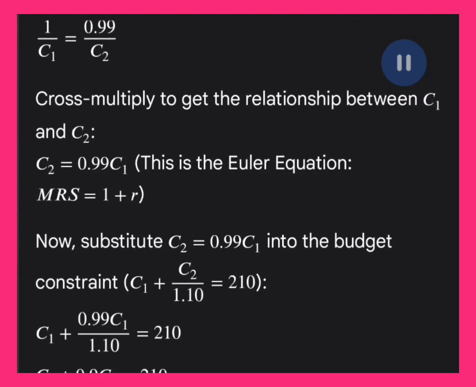C_2 equals 0.99 C_1. This is the Euler equation. MRS equals 1 plus R. Now substitute C_2 equals 0.99 C_1 into the budget constraint. C_1 plus C_2 over 1.10 equals 210. So C_1 plus 0.99 C_1 over 1.10 equals 210.